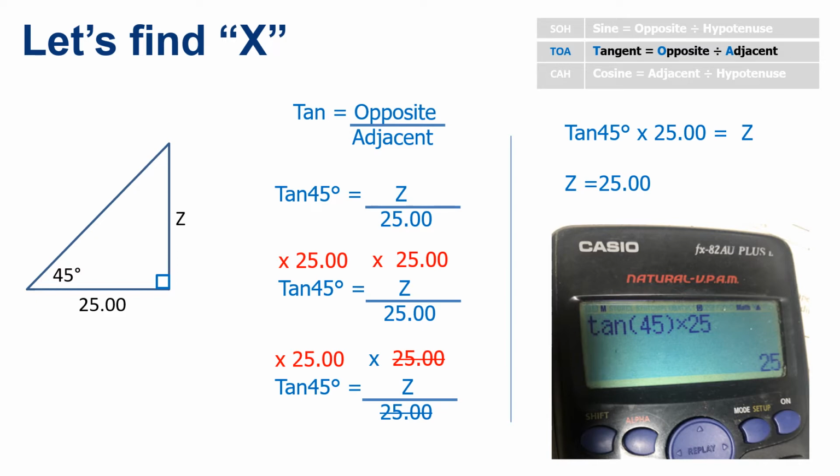I need to get Z on its own to solve the equation. Let's multiply both sides by 25. So that's both sides of the equal sign by 25. So the 25s on the right hand side cancel each other out. Z is now on its own, so tan 45 degrees times 25 equals Z. And I type that into my calculator, and Z equals 25.